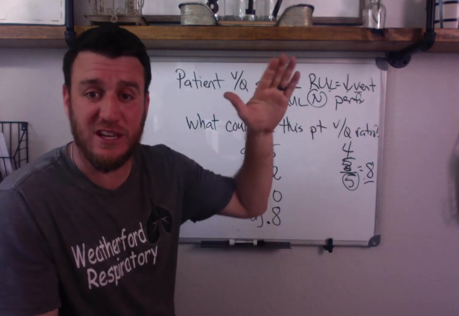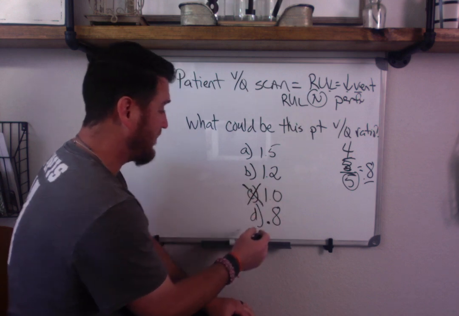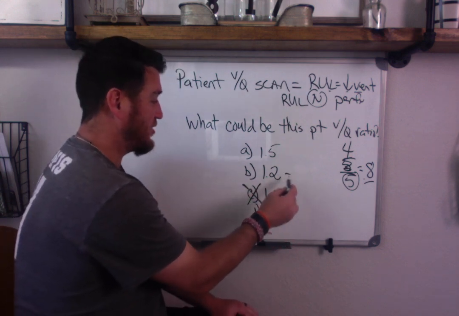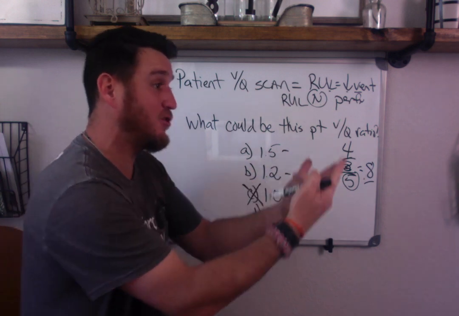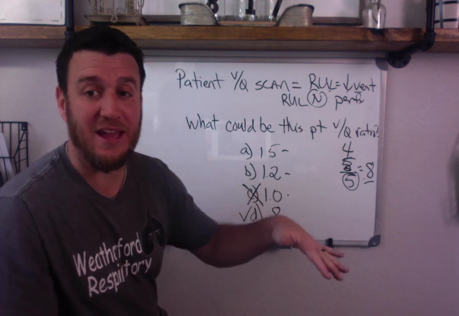It causes your VQ ratio to go down. So if you know normal is 1, then it can't be 1. It's not 1.2 or 1.5 because that's an increase. It's got to be D, 0.8.